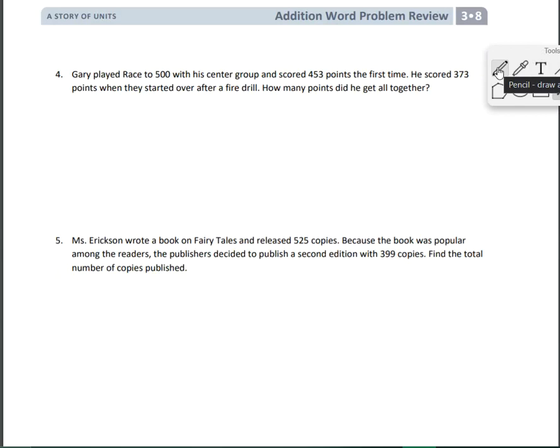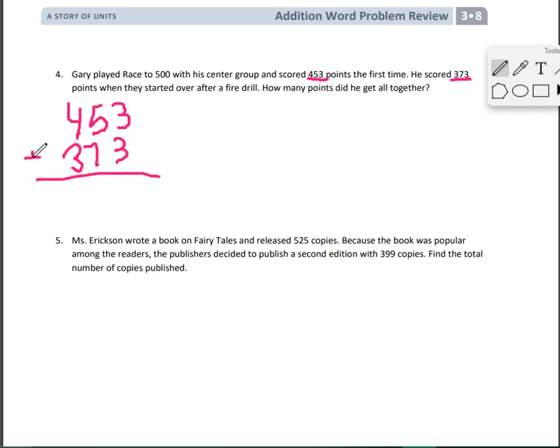All right, Gary played Race to 500 with his center group and scored 453 points the first game. He scored 373 points when they started over after a fire drill. How many points did he get altogether? All right, 453. Remember, you want to stack them vertically because it is much easier to add and regroup like this than it is to do it horizontally. You can regroup horizontally, but it is a lot more effort.